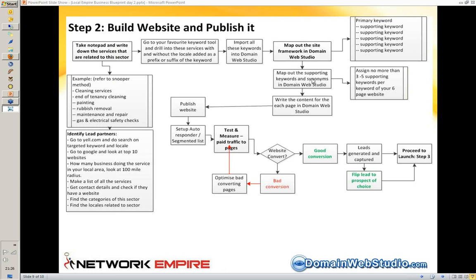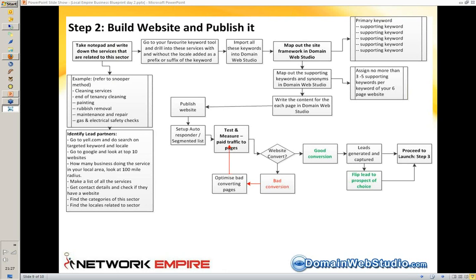When we're mapping out our supporting keywords and doing our synonyms in DWS, we don't want to do more than three to five keywords. Then we write the content for each page and publish the website. This is where we set up the autoresponder and segment the list. The next slide is all about segmentation, and I'll speak about that as well. Then we go live, test and measure, get our website live, and then bang, we drive some traffic.